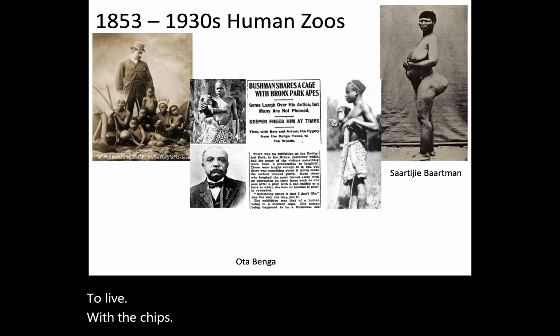This is Ota in photos from the Bronx Zoo in 1914, living with the apes on display. He got a hold of a handgun, a pistol, and committed suicide from the stress, the pressure, the humiliation, not even being able to be dignified as a human.